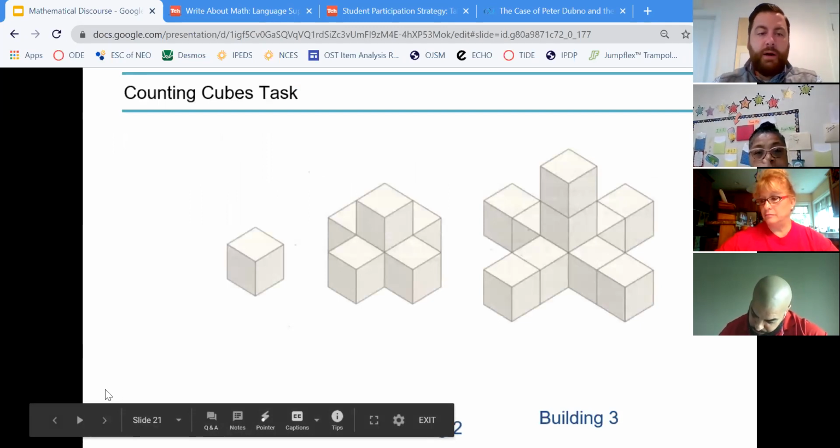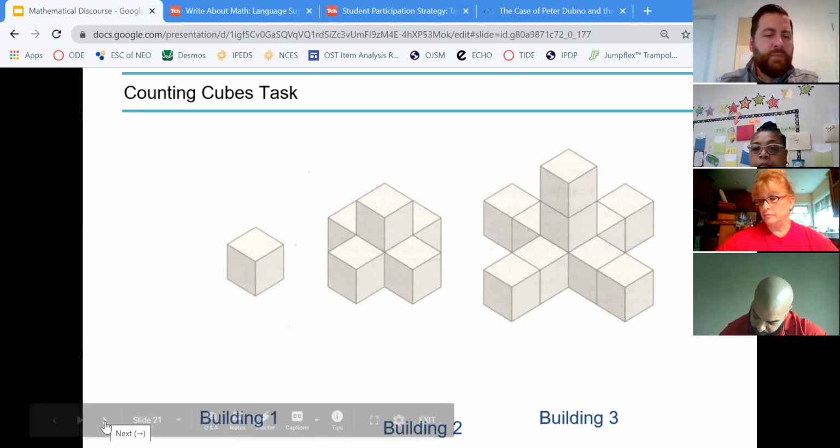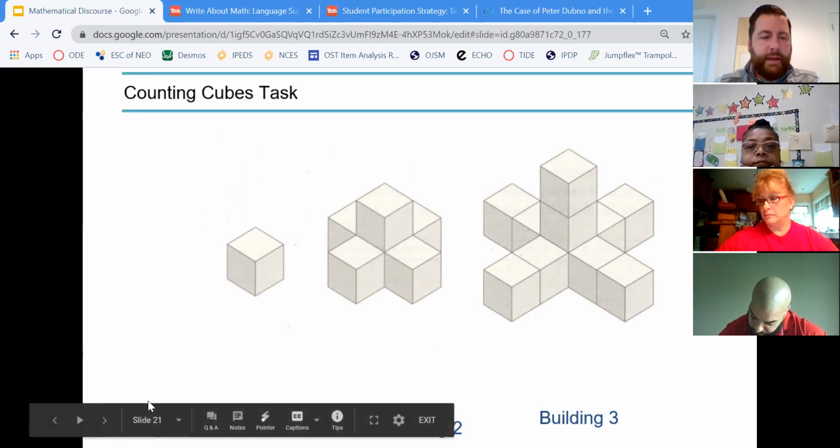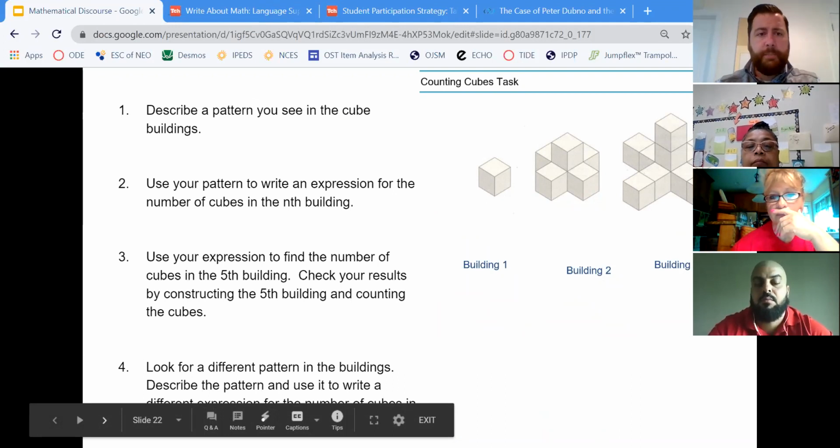So here's an example of a great task. This is probably a task for middle school, maybe 9th grade, depending on the level. The whole idea here is to look at these cubes. There's a pattern that's growing. One of the things we could do is group students together, maybe have them work individually for a few minutes, then work with a partner, and then begin to expand out their conversation. First, describe a pattern you see in the cube buildings. Now, if we were doing this we would walk through this together as a group, and I would talk about all the details of it. But here I'm just trying to illustrate my point.